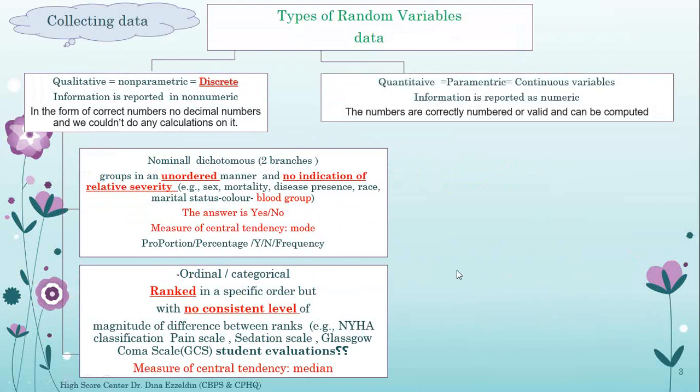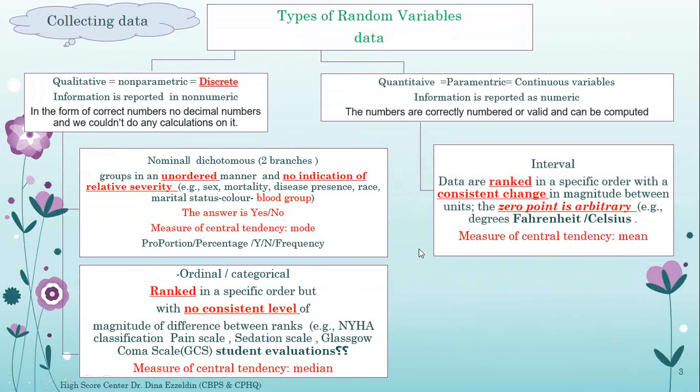The other type of data is quantitative, or parametric, or continuous data. Here, the data is expressed in numerical manners, with true numbers. We can do calculations on these numbers, and decimal form is accepted. Like if we say serum creatinine level is 0.9, or the glucose level is 100.5, so it accepts decimal numbers.